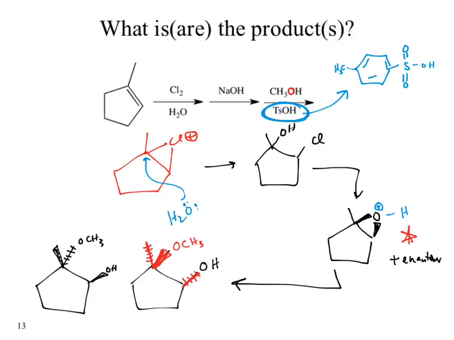Questions? Yes? On the step where you're adding the sodium hydroxide, and then you're forming the epoxides, could the sodium hydroxide take the hydrogen that's connected to the carbon with the chlorine? Is that a possible result? Yes, trying to do an elimination. So let me mark that. You're saying something like this?